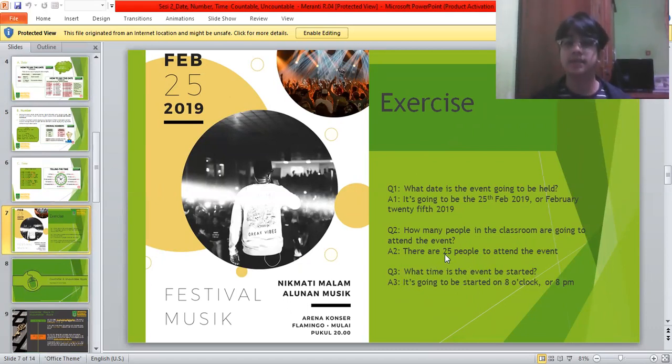And this is the exercise about the time. What time is the event started? It's going to be started at 8 o'clock or 8 p.m. So it exactly starts at 8 o'clock or exactly at 8 p.m.